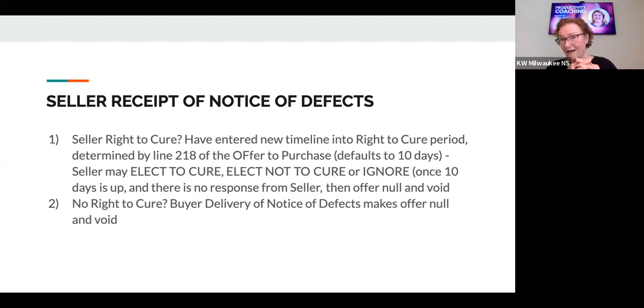The expiration date of the inspection contingency is no longer relevant because you have served the notice of defect prior to that date expiring. So now you're in the time period of the right to cure. By default, the seller has 10 days to decide what to do, so now you're in this 10-day period. Again, I'll repeat, you're no longer in the deadline for the inspection contingency period. You are now in the right to cure period.